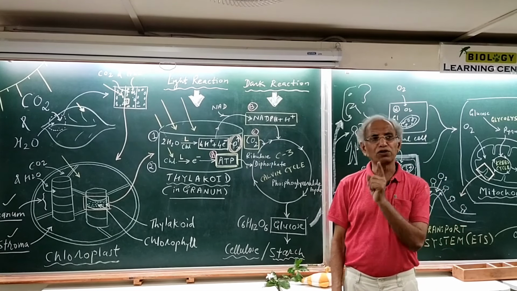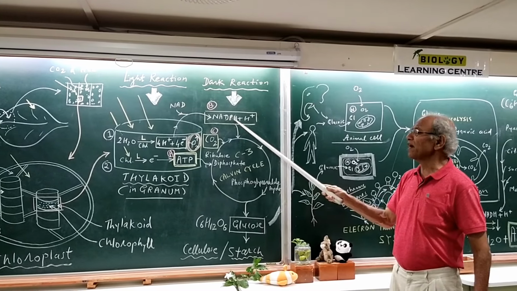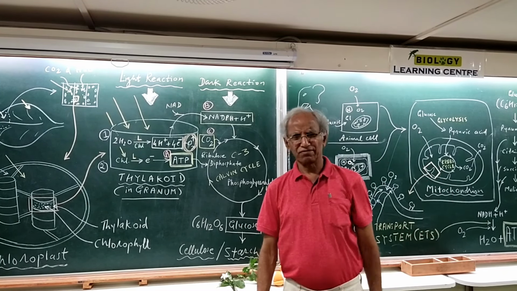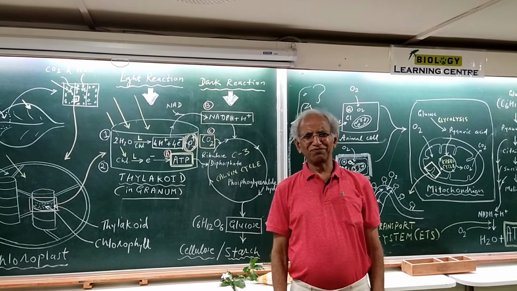But what is happening to the water? It is broken into protons and electrons. These are now being used. The protons are being used. That means the hydrogen is being used to make another compound, NADPH. Why is it written as NADPH and H? Don't worry. There is a chemical reason for this.